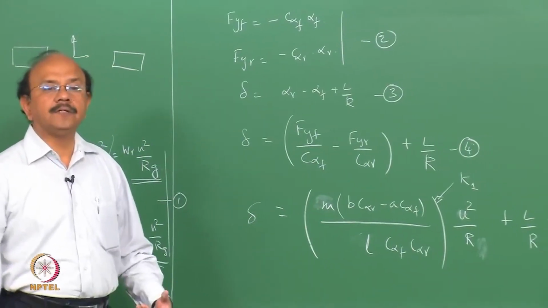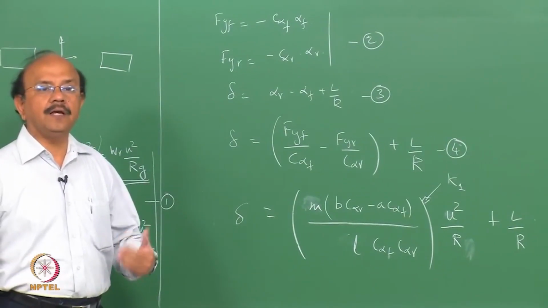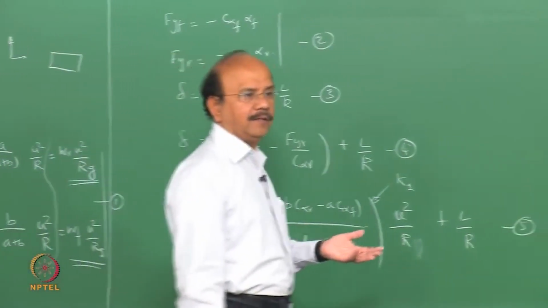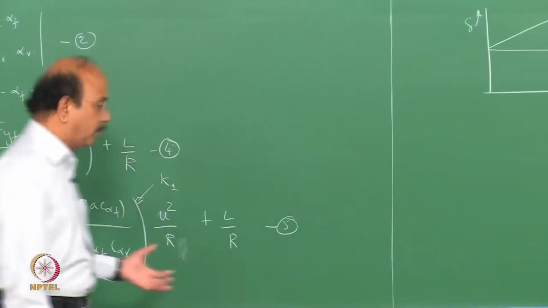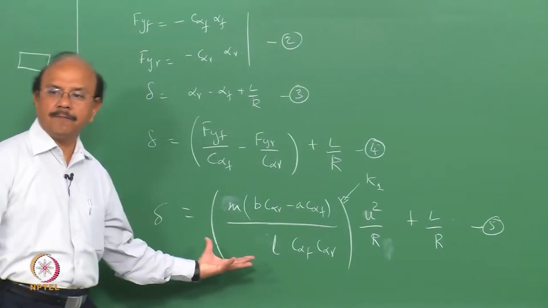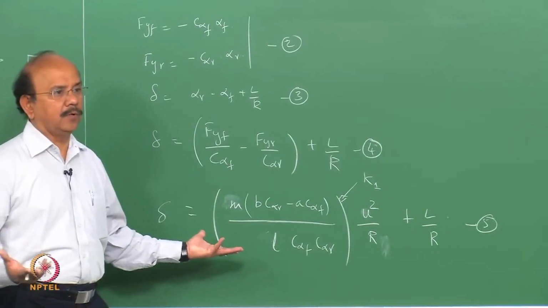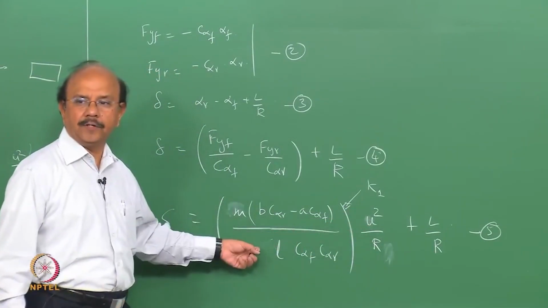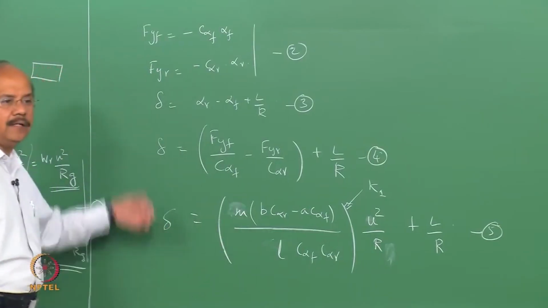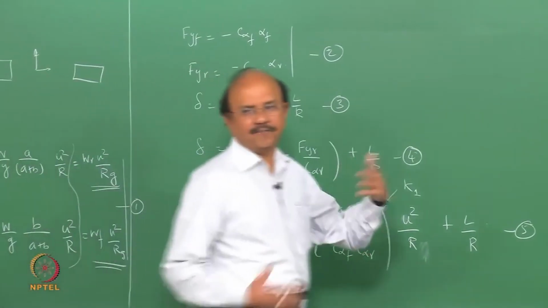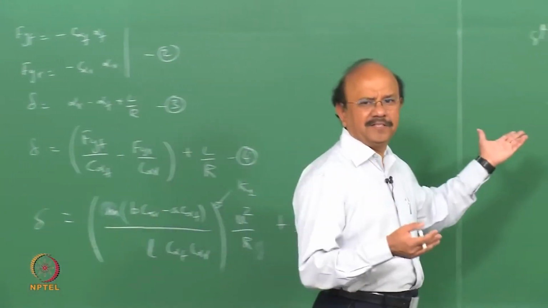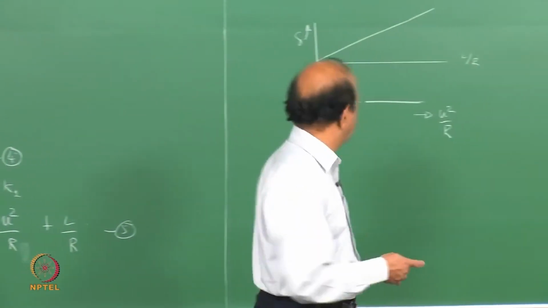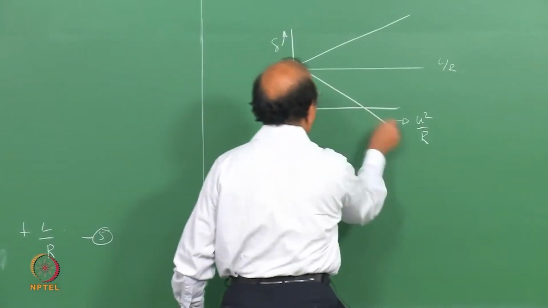What happens if it is an oversteered vehicle? In an oversteered vehicle, this quantity is negative. So when I increase U, since it is multiplied by a negative quantity, what happens to my delta? It decreases, because, look at it mathematically, it's just a straight line with the slope equal to negative. So that goes now like this.